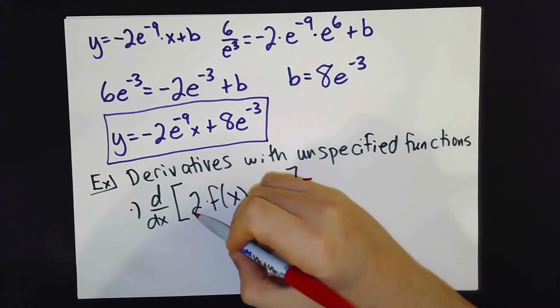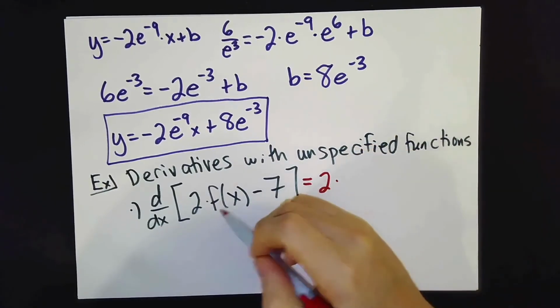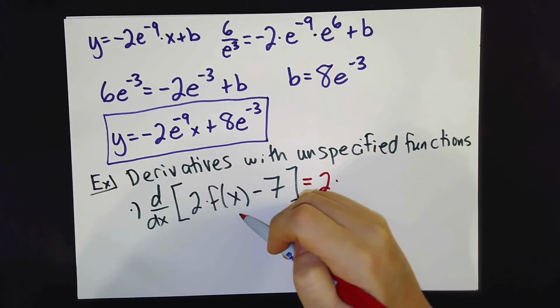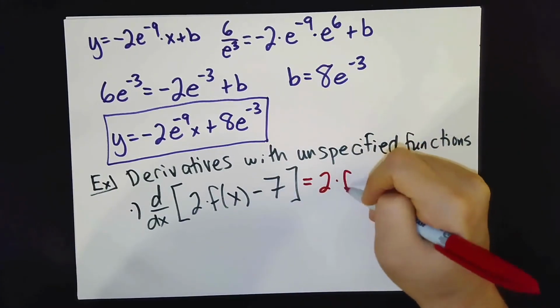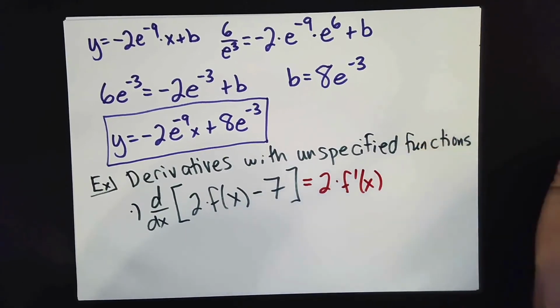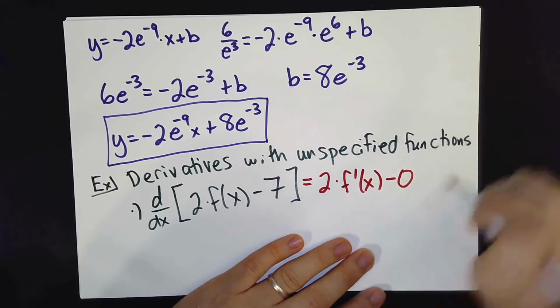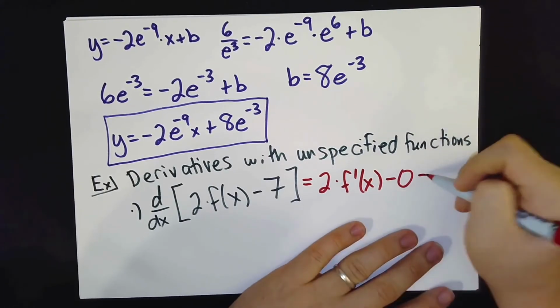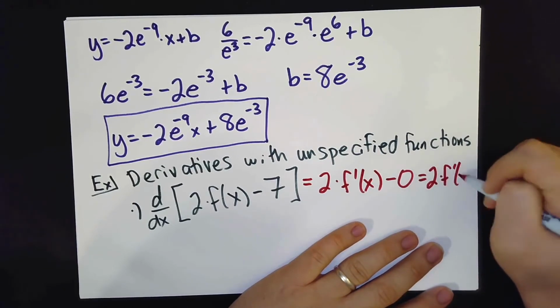Well, when I take the derivative of 2 times something, I get 2 times the derivative of the something, but I don't know what f is, so all I can possibly write is f prime of x for the derivative of f. And then minus the derivative of 7, which is 0, which means that my final answer here is going to be nothing but 2 times f prime of x.